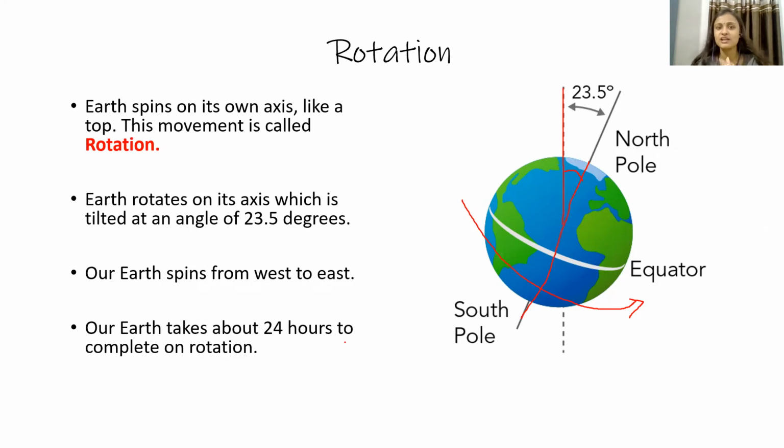Can you tell me when Earth is revolving around the sun, what is the time taken by Earth, or how many days are taken? Yes, 365 days for one revolution. So when we celebrate New Year, that is when Earth has completed one revolution, and it is starting a new revolution around the sun.